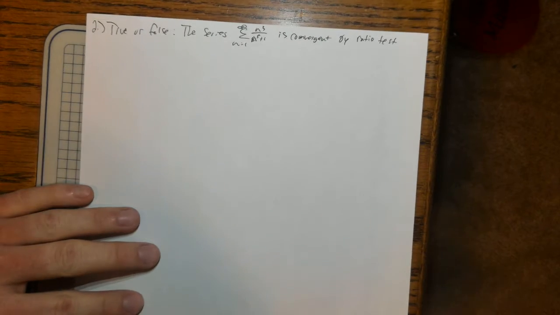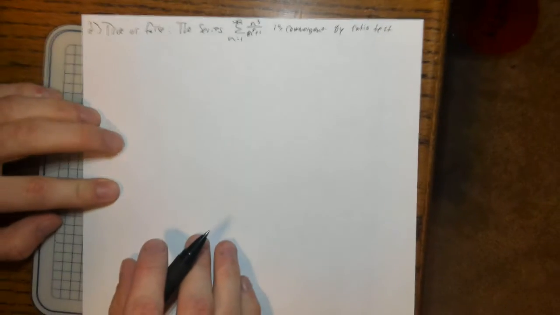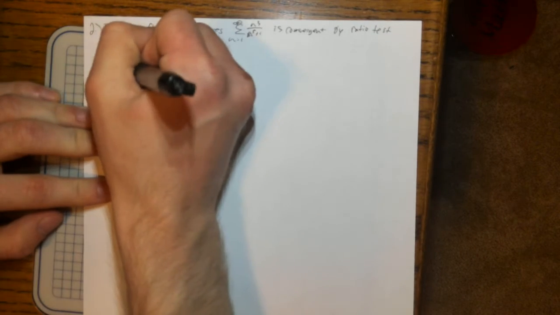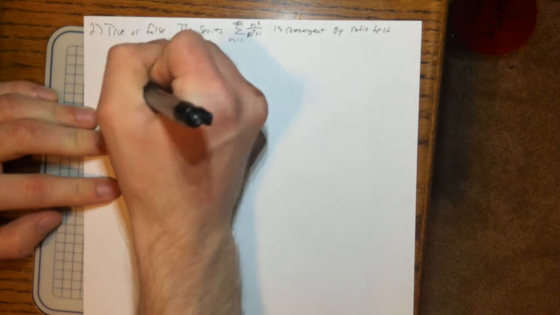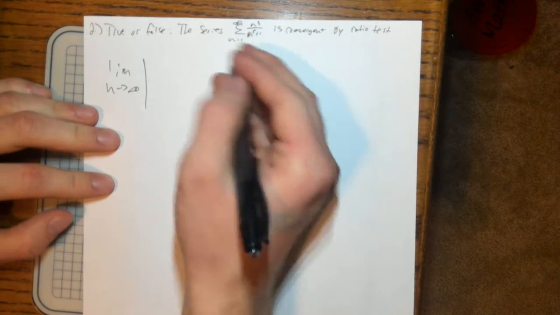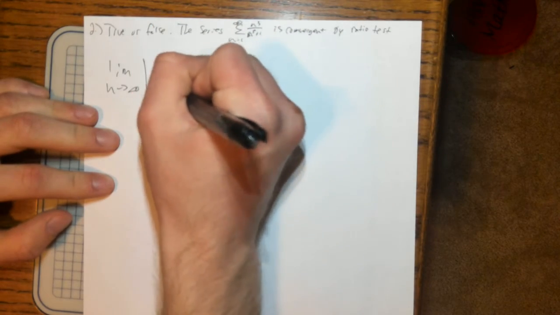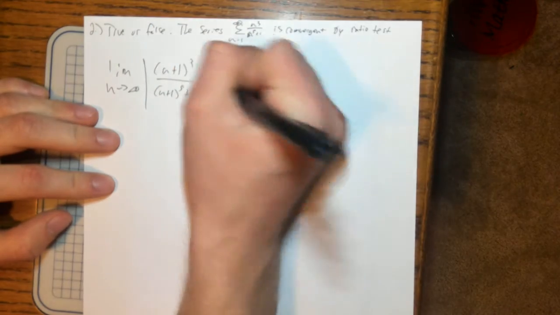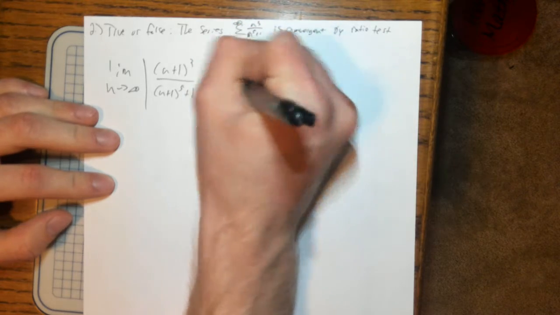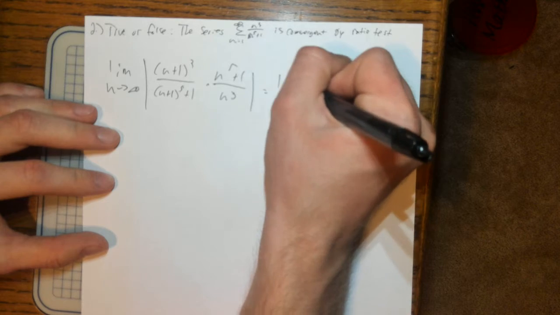All right, question 2. True or false, this series is convergent by the ratio test. So again, same thing, we'll set up our limit, plugging in n plus 1 for every n value, and then multiplying by the reciprocal. So again, we can rearrange the limit.